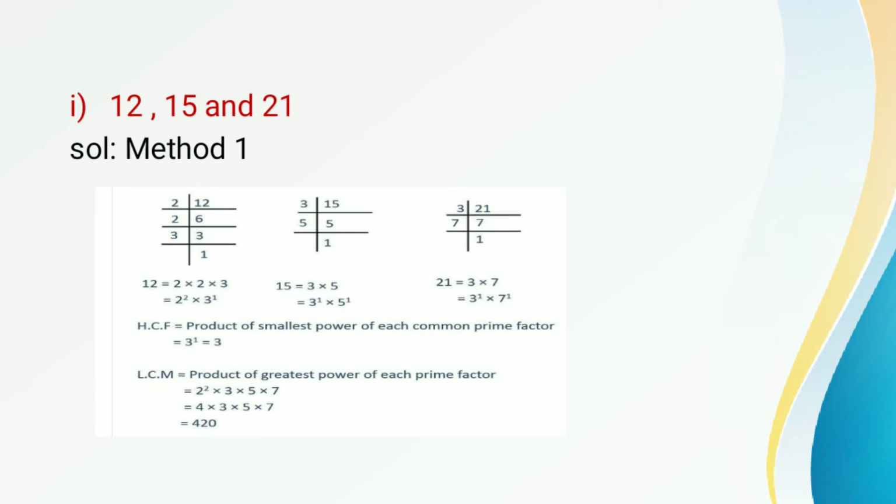And for 21, we can write it as 3 into 7. Hence, the product of the smallest power of each common prime factor is considered as HCF.